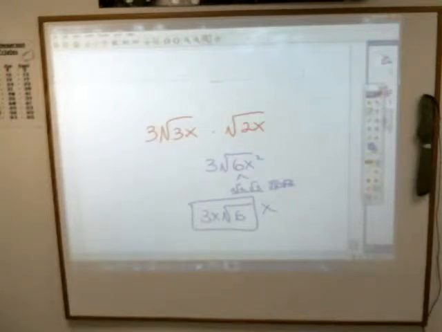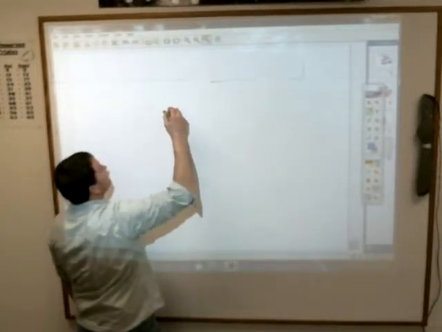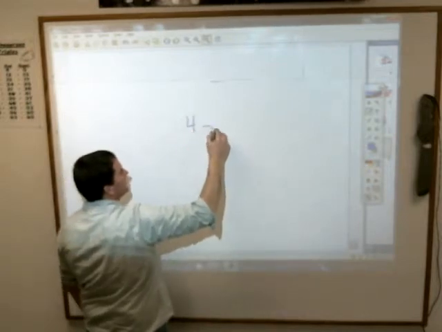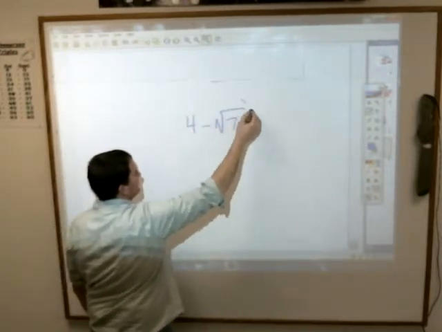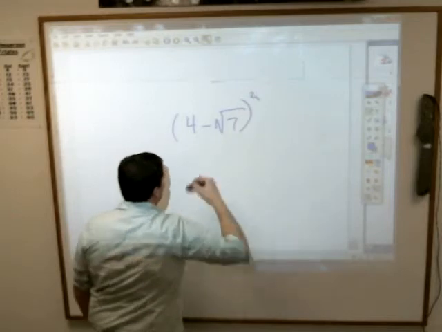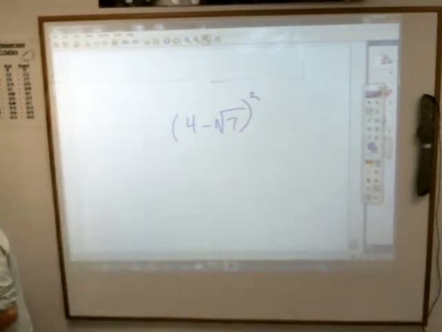This is not rocket science at its best here, but how about this one? 4 minus the square root of 7, squared. 4 minus the square root of 7 squared. Go ahead and do that little binomial times binomial thing.